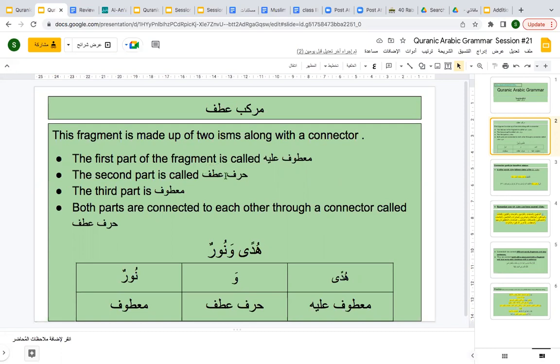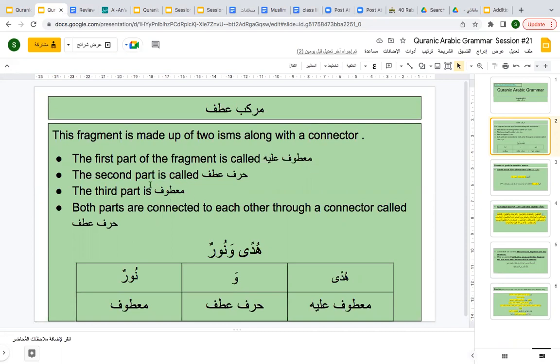So now everyone tell me how many parts are there for Murakkabe Atf? 1, 2, or 3? Everyone type so that I know you are awake and you're paying attention. Okay, 3. Very well done. The first part, as we discussed before, was Matuf alayhi, because usually the older people have more weight and height if you look at siblings. So the first part has a bigger name, Matuf alayhi.